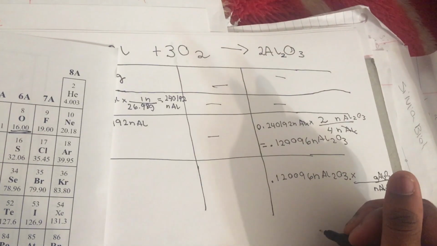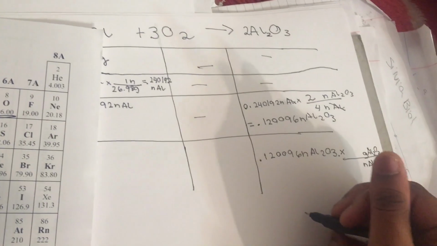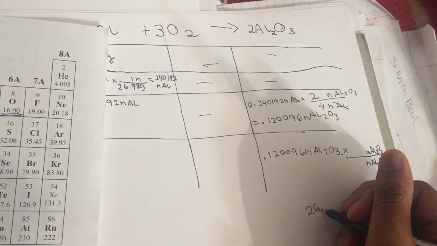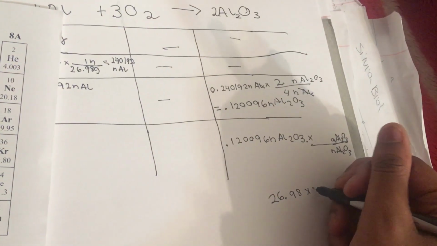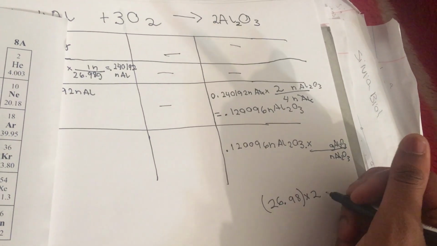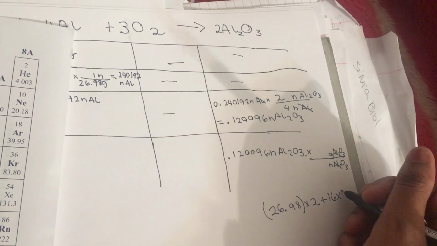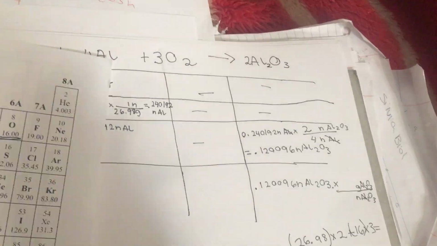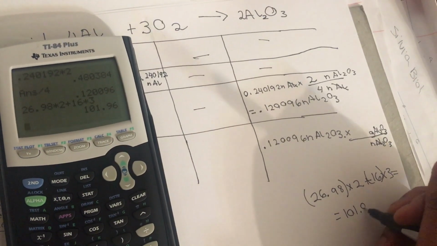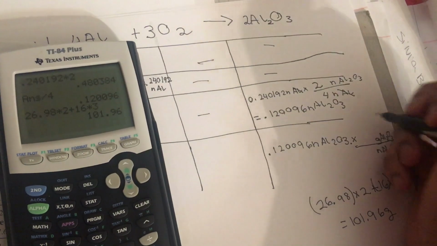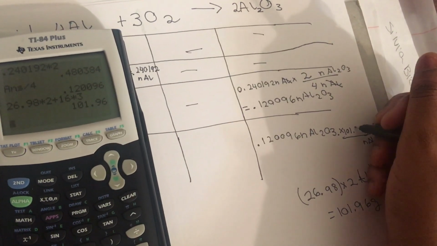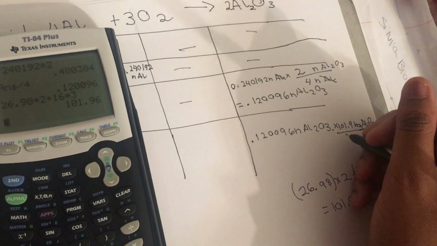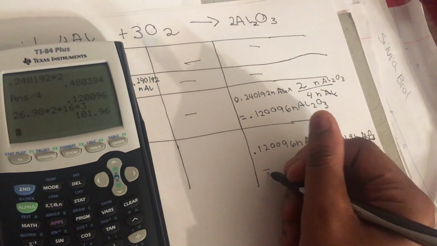We know that aluminum is 26.98, and we will be multiplying it by 2. And oxygen is 16 times 3. I'm fast forwarding it. The answer will be 101.96 grams. That will go at the top, and at the bottom will be 1 mole.